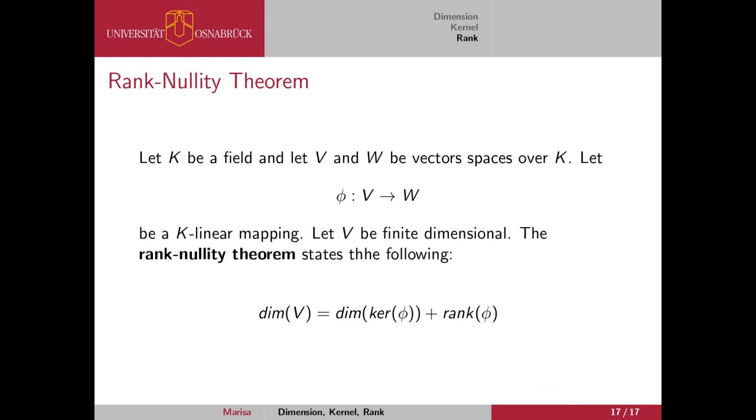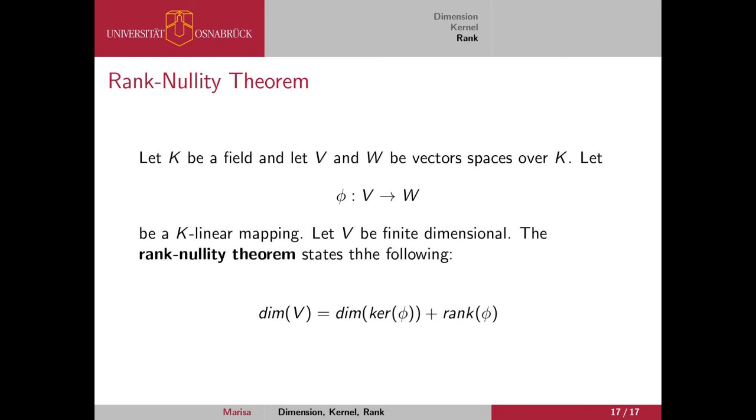A very cool theorem that I want to talk about now is the rank nullity theorem. Let's assume we have a linear mapping phi, which maps from V to W with the same conditions as on the last slide. Now, the rank nullity theorem states that the dimension of V, which is the finite vector space we map from, is equal to the dimension of the kernel of phi plus the rank of phi. And the rank can also be expressed as the dimension of the image of phi, like on the last slide. Then we would have dim of V equals dim of the kernel of phi plus dim of the image of phi.